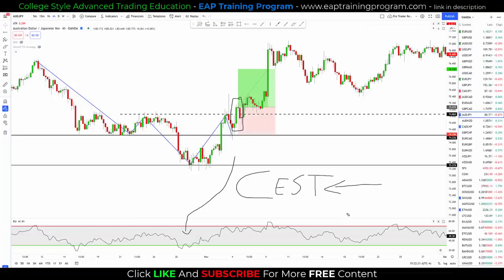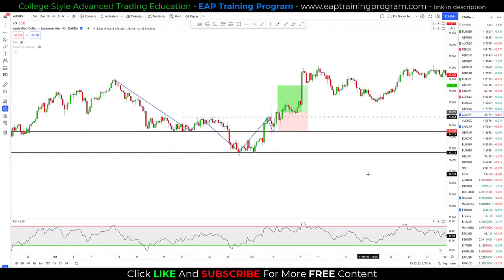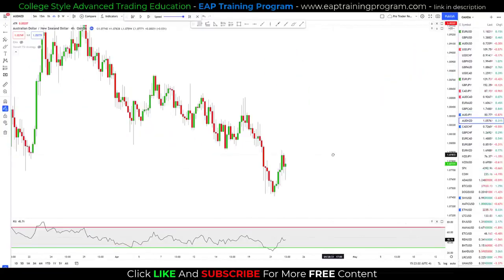Now that we've looked at the head and shoulders and inverse head and shoulders reversal strategies, let's now move on to the double bottom and double top reversal strategies. Okay, so here we're looking at price as it would be before even looking for this pattern.